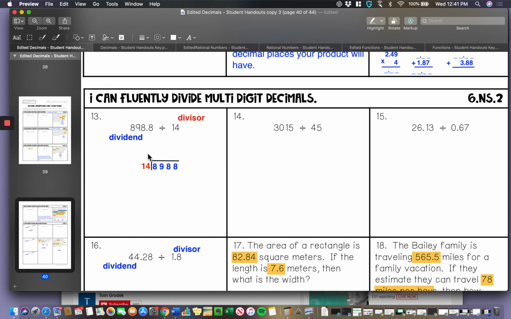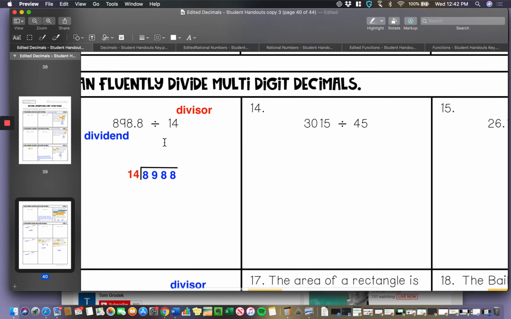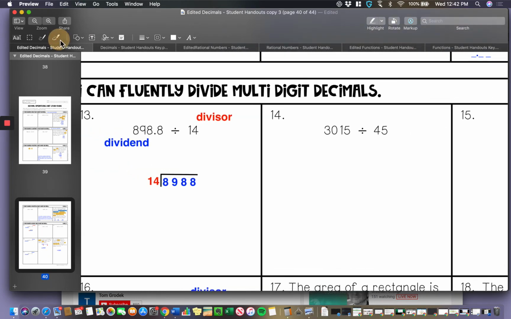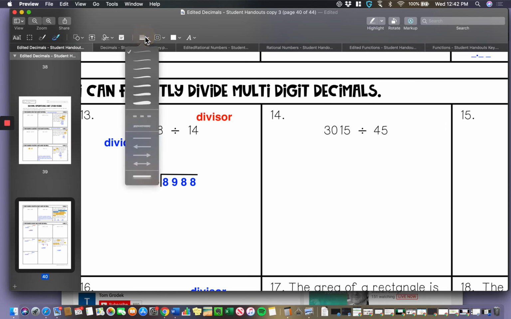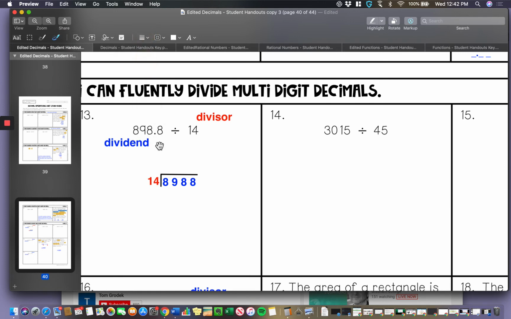Now also realize this, I didn't have any decimals in my divisor, okay? So I can keep that decimal where it goes. I don't have to change anything. So my decimal will stay where it should be, where it was originally, between the 8s.